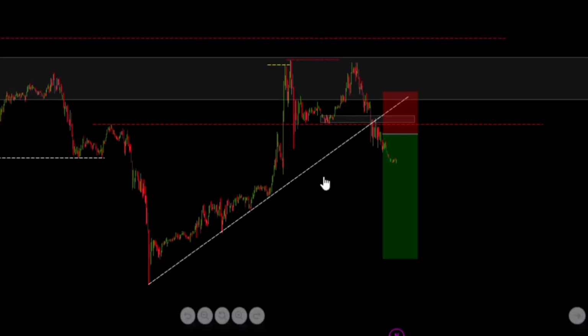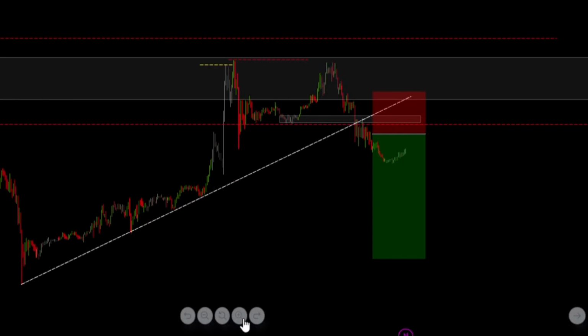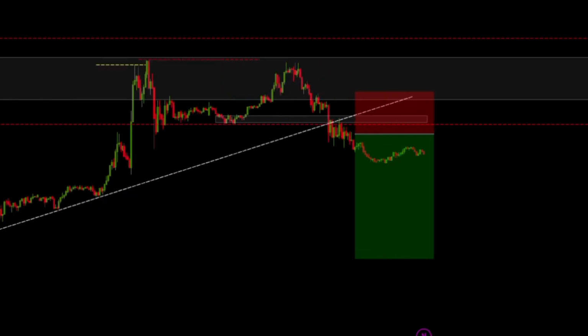Moving on, let's use this same setup for another example to explain the change of character entry model.